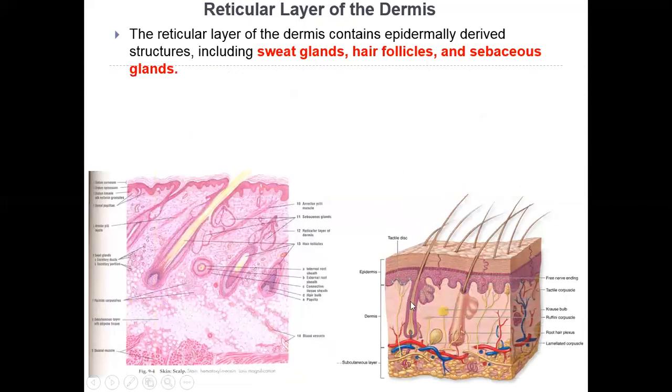The reticular layer is a deeper layer. This area contains epidermally derived structures like sweat glands. So there are sweat glands, hair follicles, and sebaceous glands, which are attached to the hair follicles. In this figure, hair follicle, sebaceous glands, hair follicle, sebaceous glands. So this can be seen.